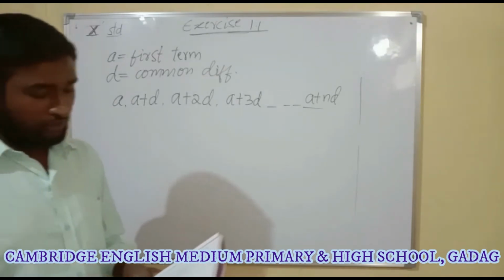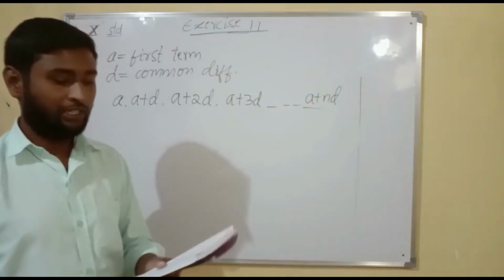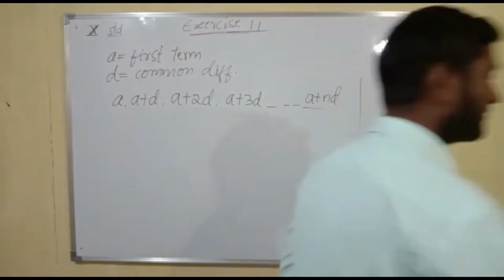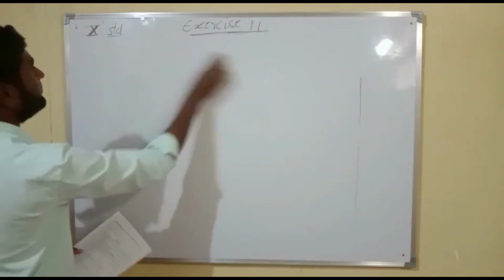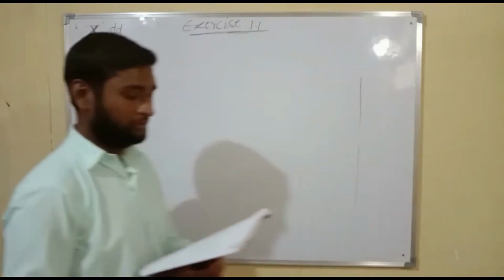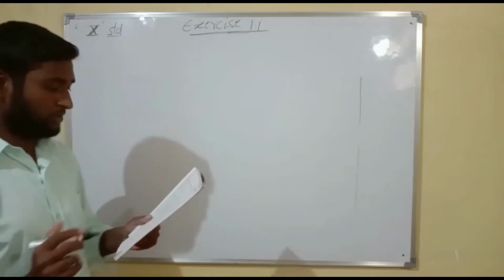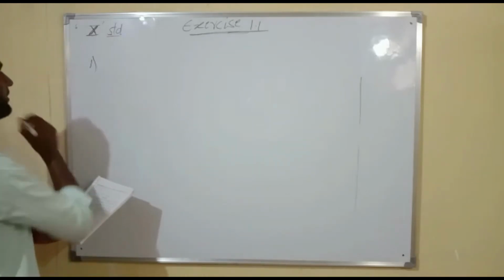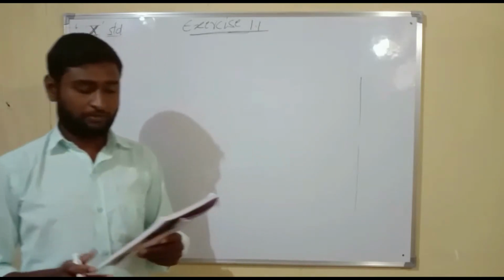Today we will go through Exercise 1.1. Let us solve some of the examples. In the first question there are 4 parts. Let us see the first one. See the first question in your textbook.